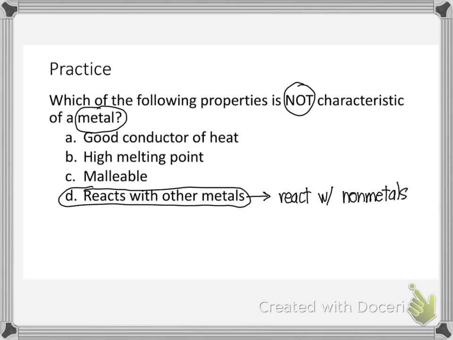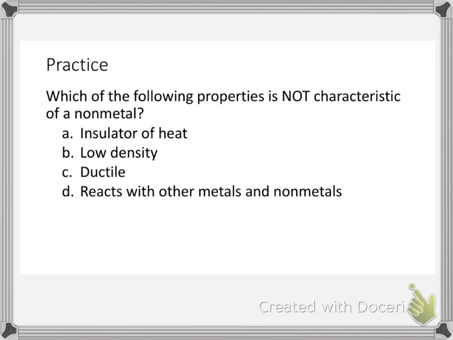All right, so let's try one more. It says, which of the following properties is not characteristic of a nonmetal? So go ahead and pause. Sorry, I didn't give you time to pause. Pause, answer, and then I'll answer the question. All right, so not a nonmetal. Insulator of heat, low density, ductile, reacts with metals and nonmetals. So nonmetals tend to not be ductile. They are good insulators of heat, which means they do not conduct heat. They have a lower density, and they do react with both metals and nonmetals, but they tend to be brittle.